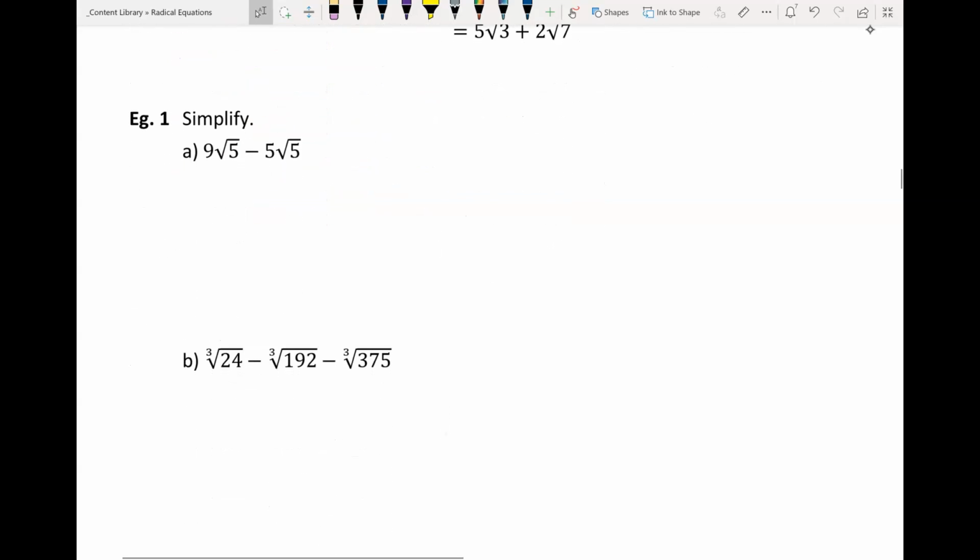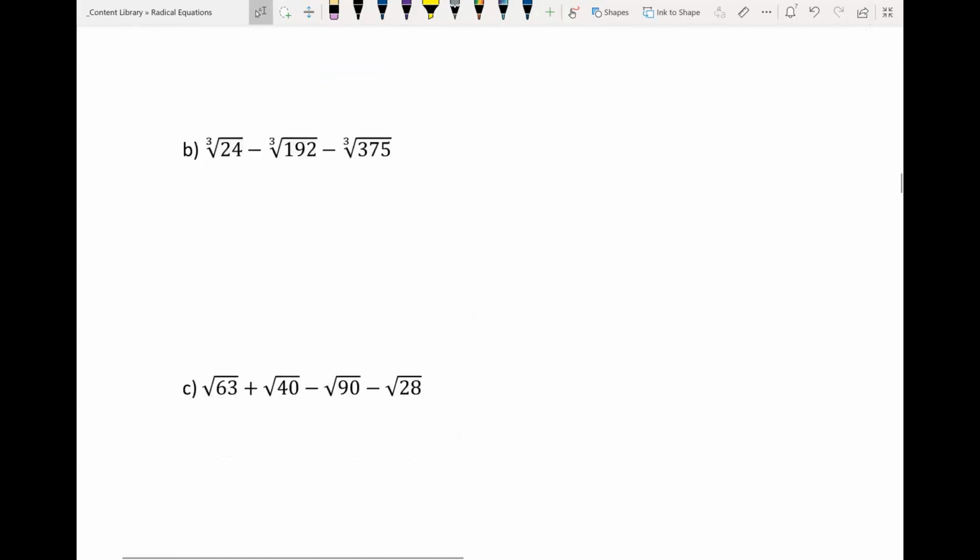Let's try an example. So let's say we want to simplify 9 root 5 minus 5 root 5. Our like term is this root 5. And we're going to simplify the coefficients of that. So 9 minus 5 is 4 root 5.